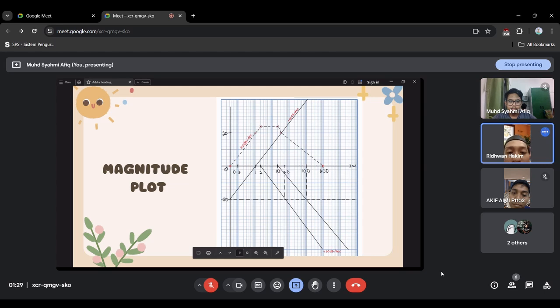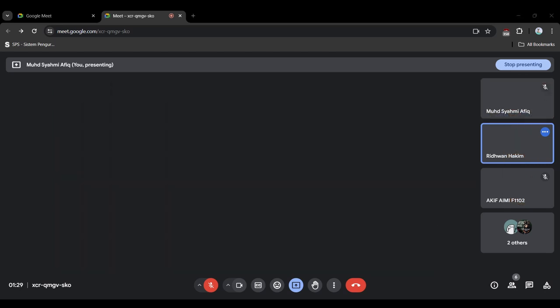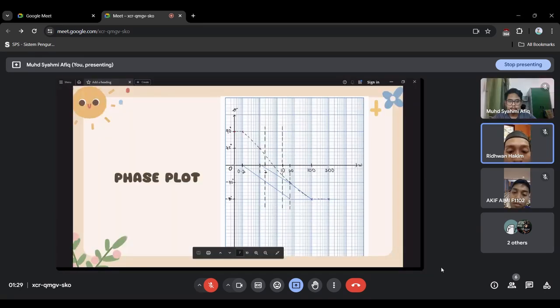This is my way to get the best plot based on the count on the graph. So next is the phase plot. This is how we plot the phase on the graph.